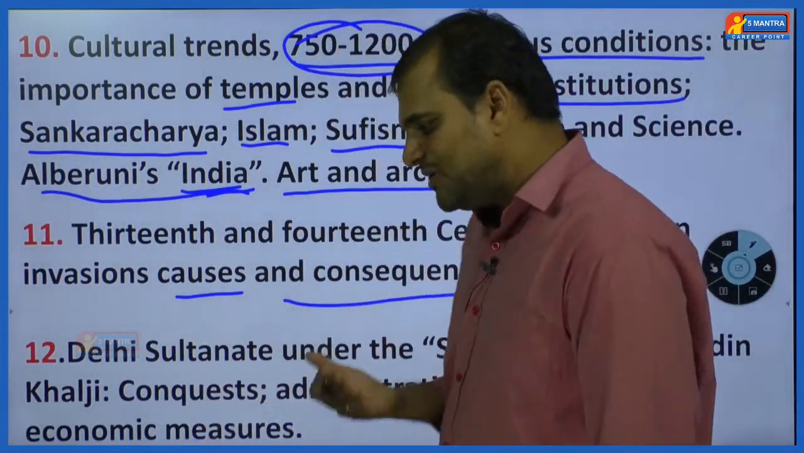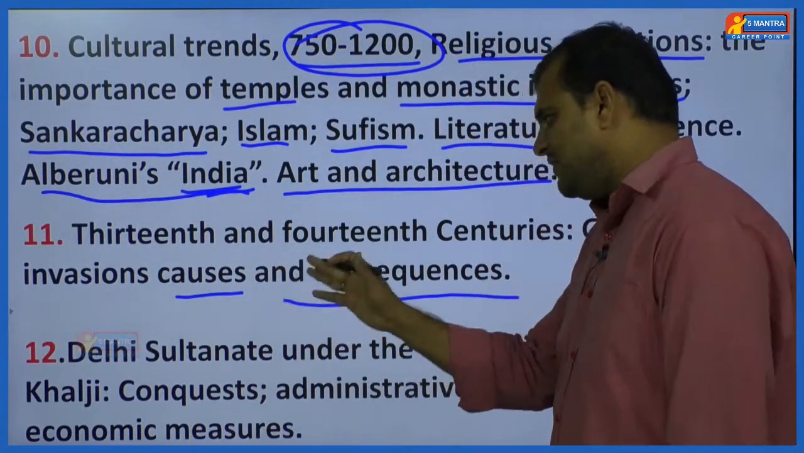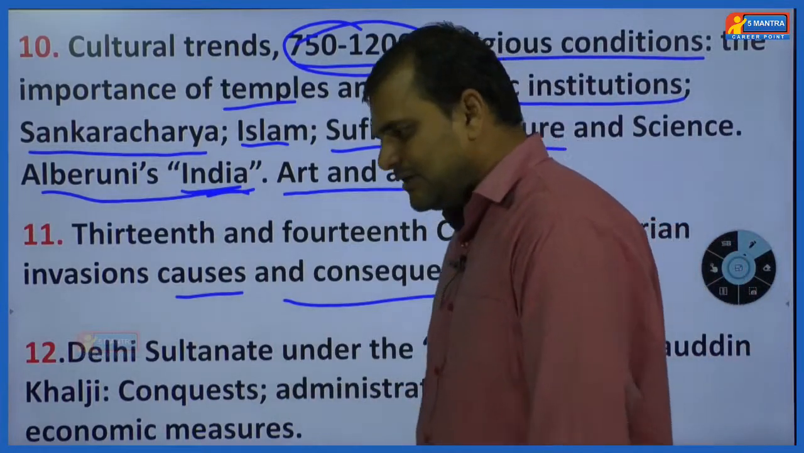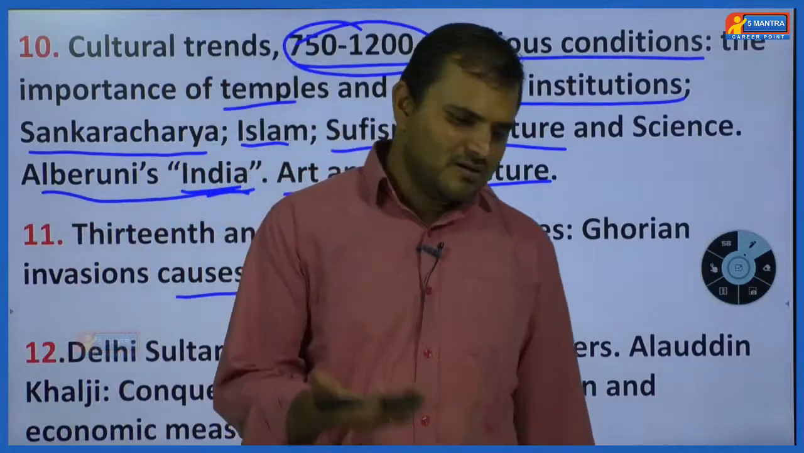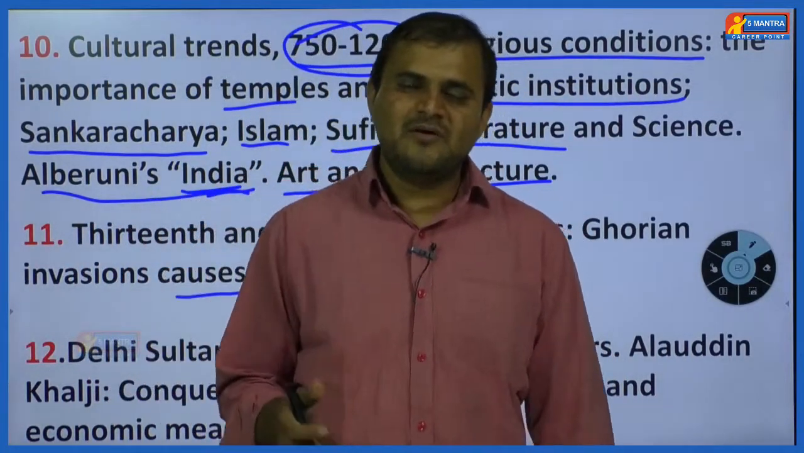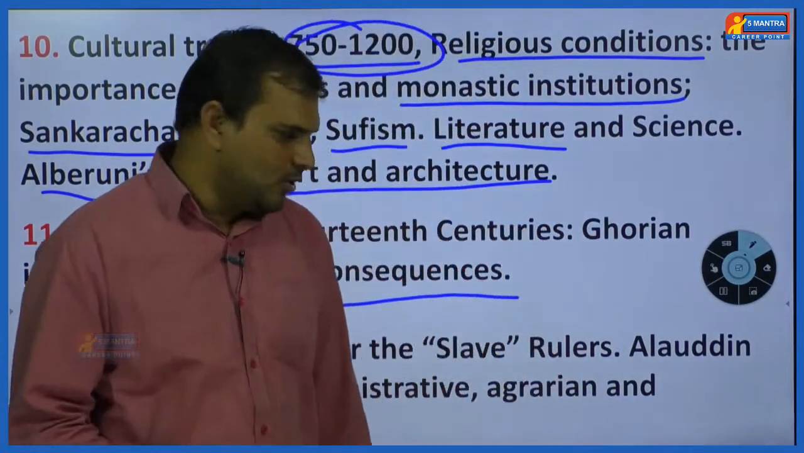But okay, UPSC has changed the complete pattern. Okay, and the 12th chapter is related to Delhi Sultanate. Okay, Delhi Sultanate is divided into the slave dynasty. After the slaves, Khiljis. After Khiljis, Tughlaqs. After Tughlaqs, Syeds. After Syeds, Lodis.